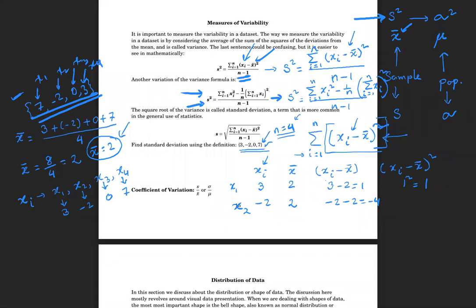Now, this is where people make mistakes. They would do something like this. Negative 4 squared is negative 16. This is not what this says. It says you take the whole thing, negative 4, and you square it. So that's going to give you 16. Similarly, x3 is 0, x bar is 2. 0 minus 2 is negative 2, and negative 2 whole squared is 4. And x4 is 7, and this is 2. 7 minus 2 is equal to 5. 5 squared is 25.